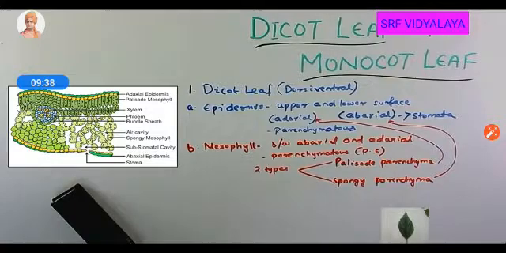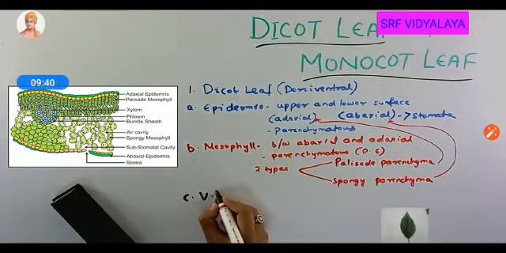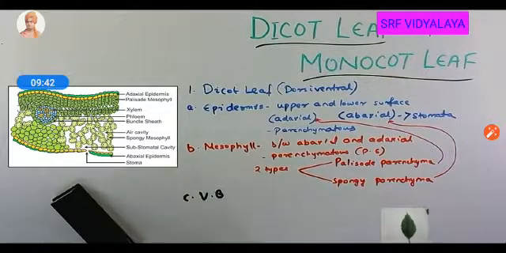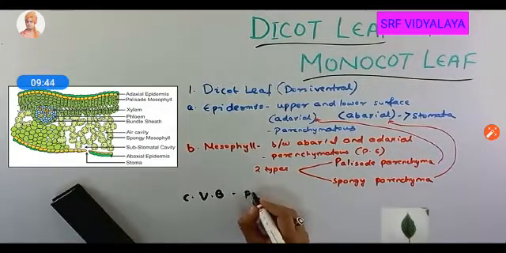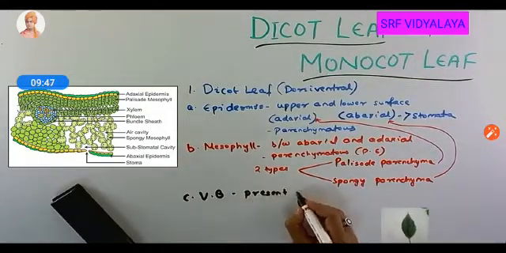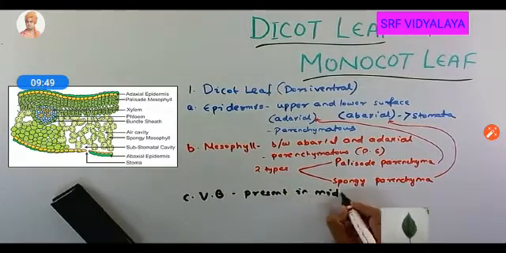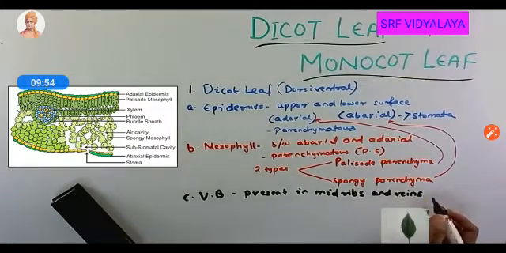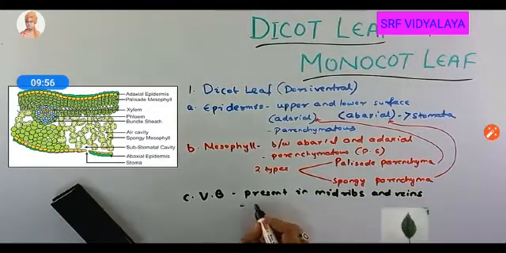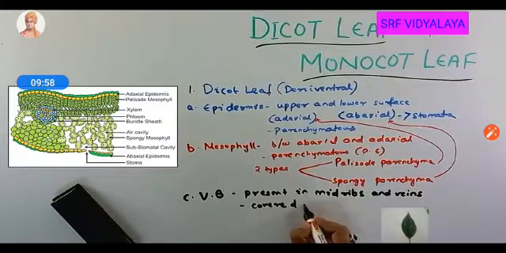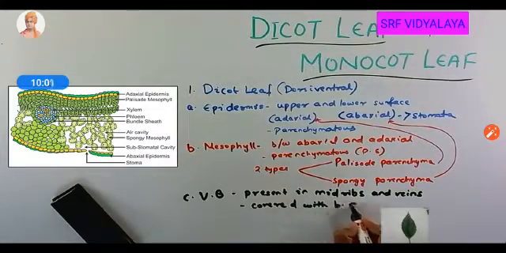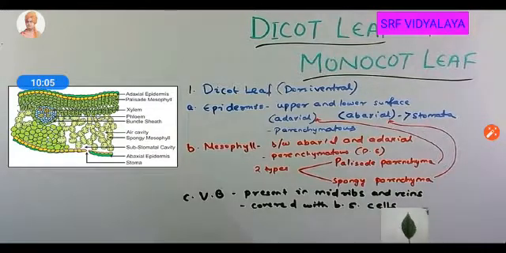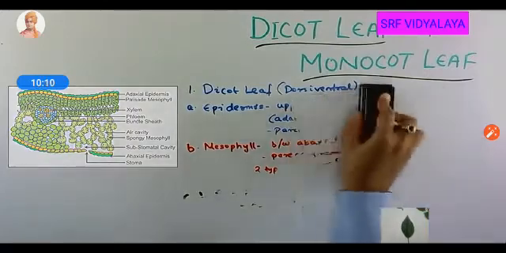Coming to the third, that is the vascular bundles. The vascular bundles in the leaf are present in midribs and veins, and the vascular bundles are covered with bundle sheath cells. So this is about the dicot leaf. Now we'll see about the monocot leaf.